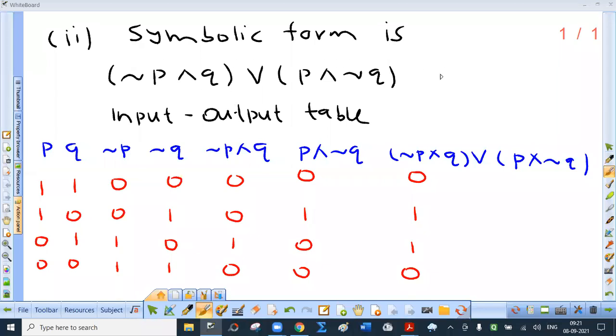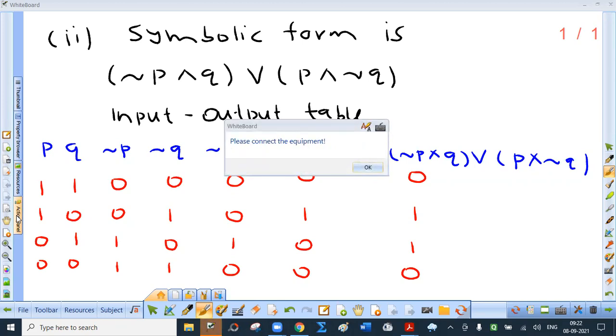Now for the second, what is the symbolic form? It is (not P and Q) or (P and not Q). Now for the input-output table, please check the entries. These will be the columns to be made: P, Q, not P, not Q, not P and Q, P and not Q, and (not P and Q) or (P and not Q). See, just by observing this, you can predict entries in the last column. How? Basically, this is the negation of the biconditional. Now, the entries in the last column for the logical connective biconditional are 1 0 0 1. So for its complement, rather negation, it will be 0 1 1 0. Right, done.